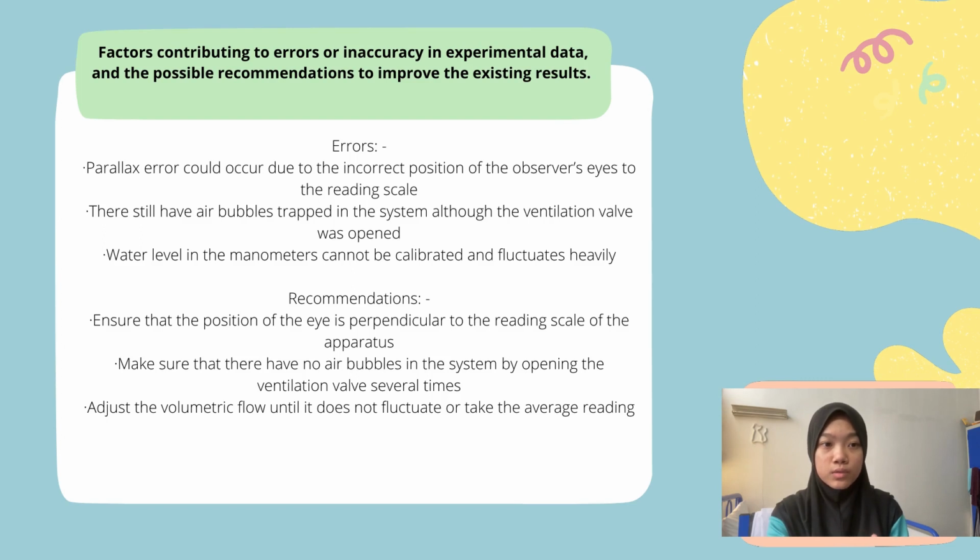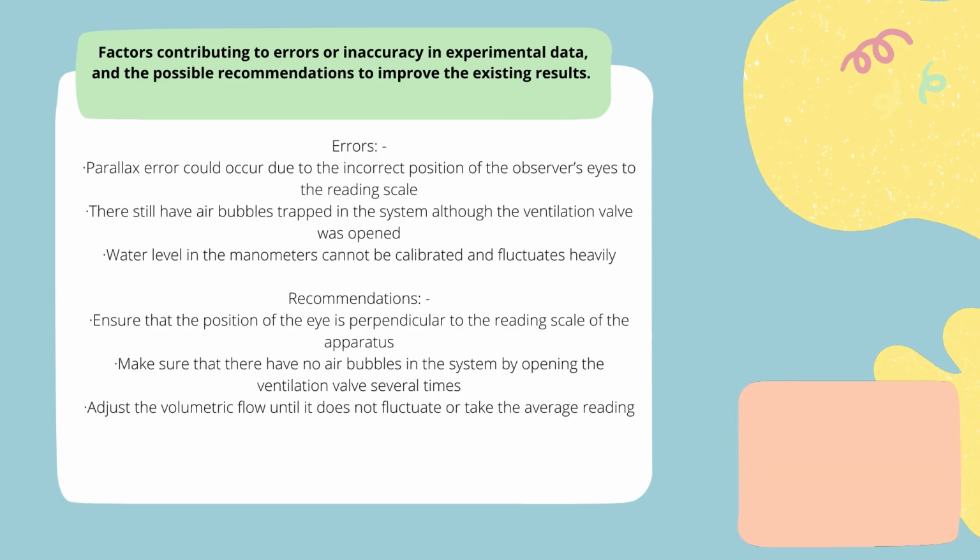Number 2, they might have air bubbles trapped in the system although the ventilation valve was open. So we need to open the ventilation valve several times until there are no air bubbles in the system. And lastly, water level in the manometers cannot be calibrated and fluctuates heavily. So we need to adjust the volumetric flow until it doesn't fluctuate, or we could take a few readings, and lastly we take the average reading.